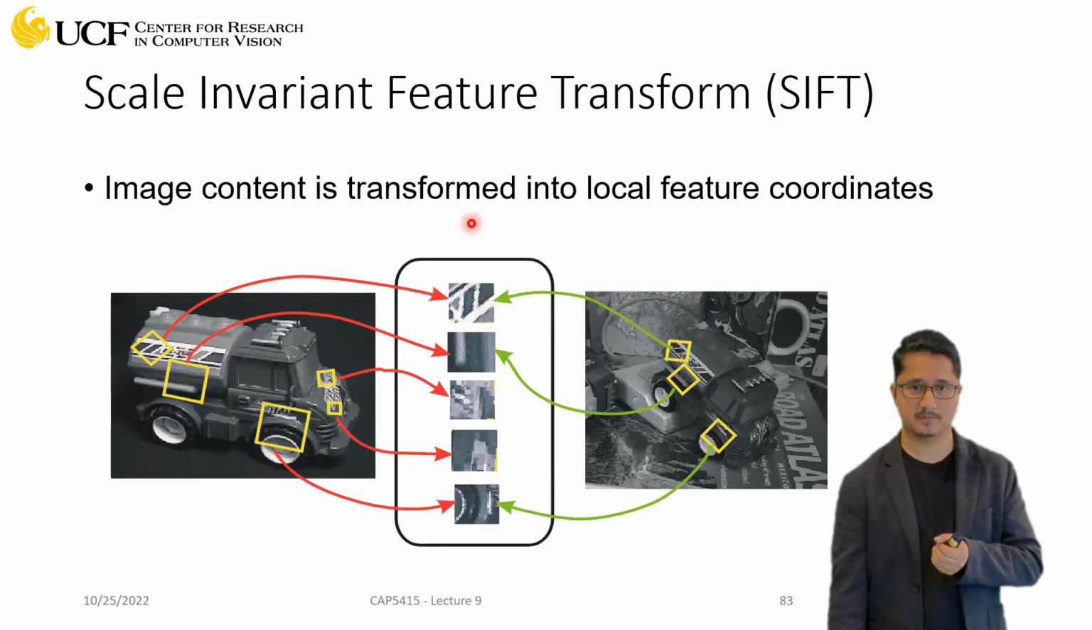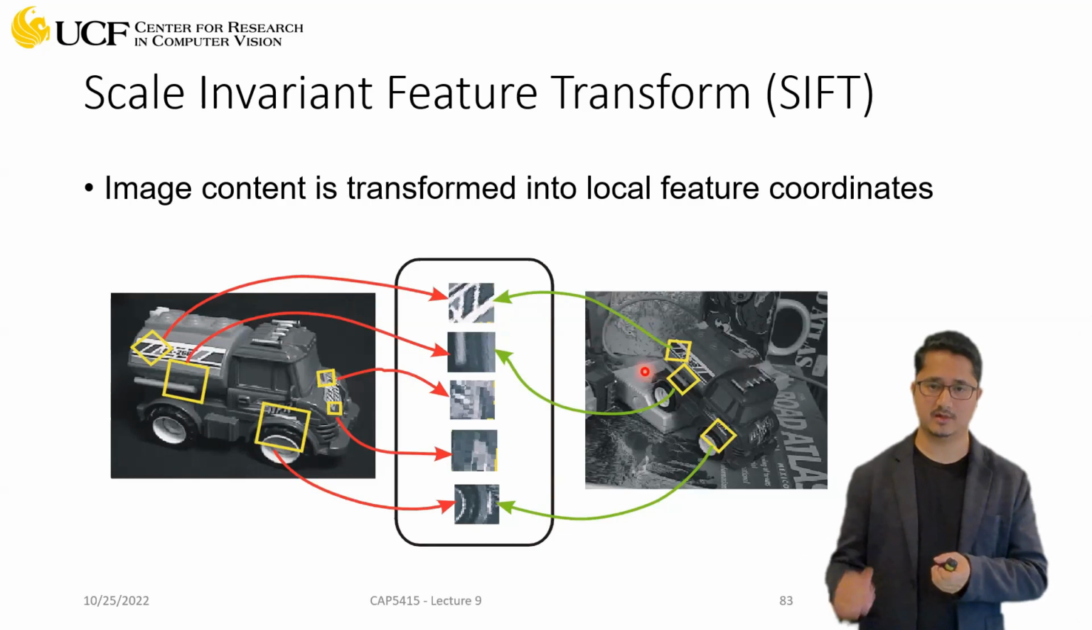And if you're extracting similar patches for these two different images, then whatever feature you extract for this particular patch, that feature is going to match. And if that feature is matching, then you will be able to match these two images as well. Okay, so that's the high level idea.